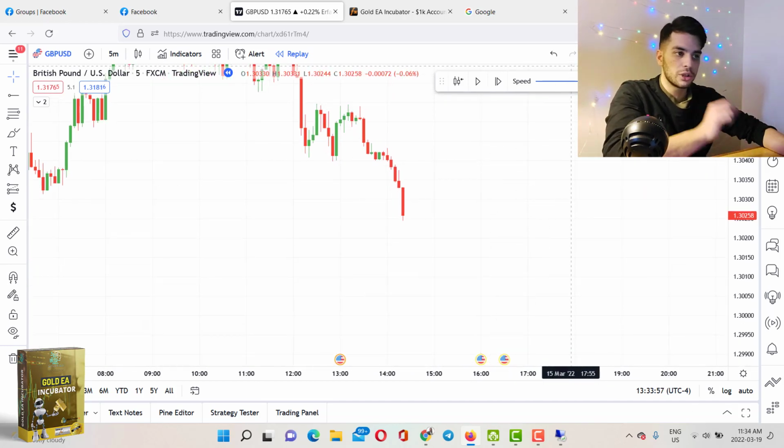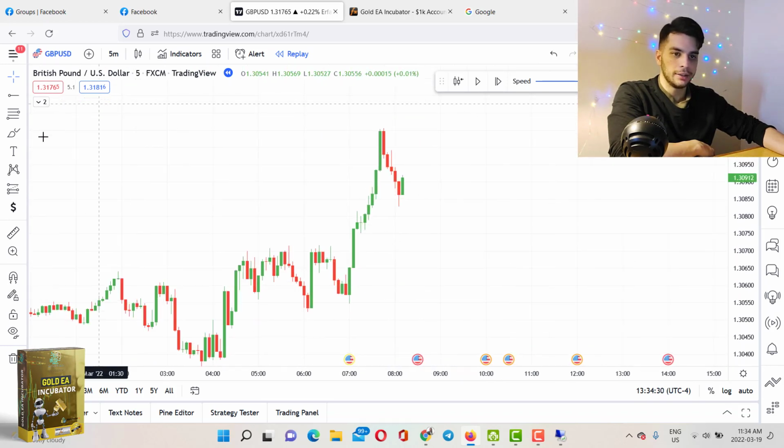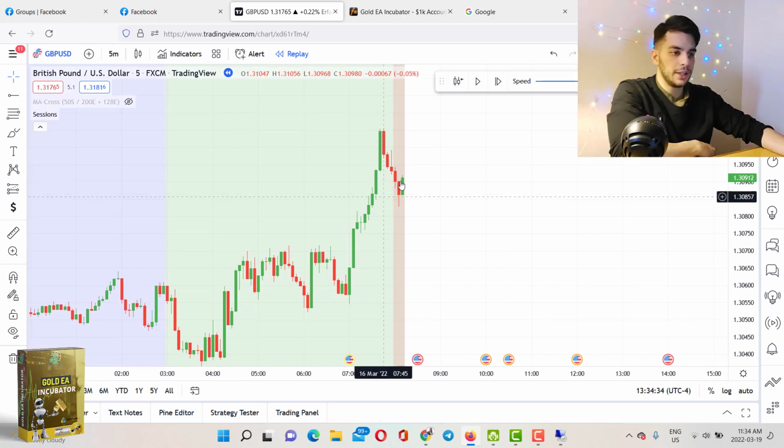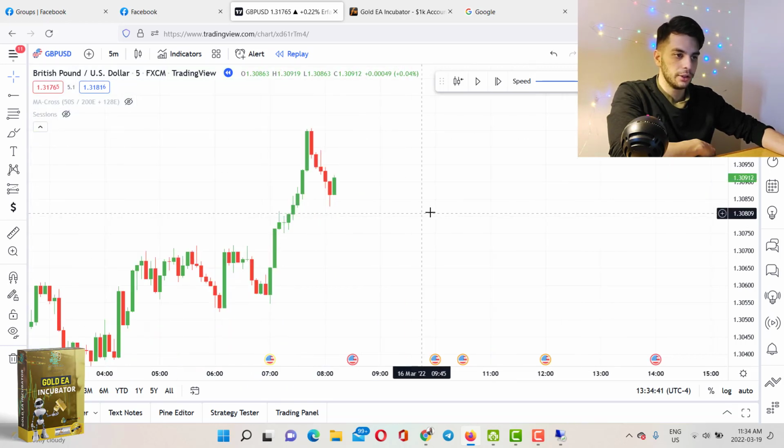So let's go to March 16th. Okay, this is March 16th, and the New York session just opened. And if I turn it on for you, you see that the New York session just opened because of this color difference here. This is the London session. This is the New York session here. So let's see what happened here.